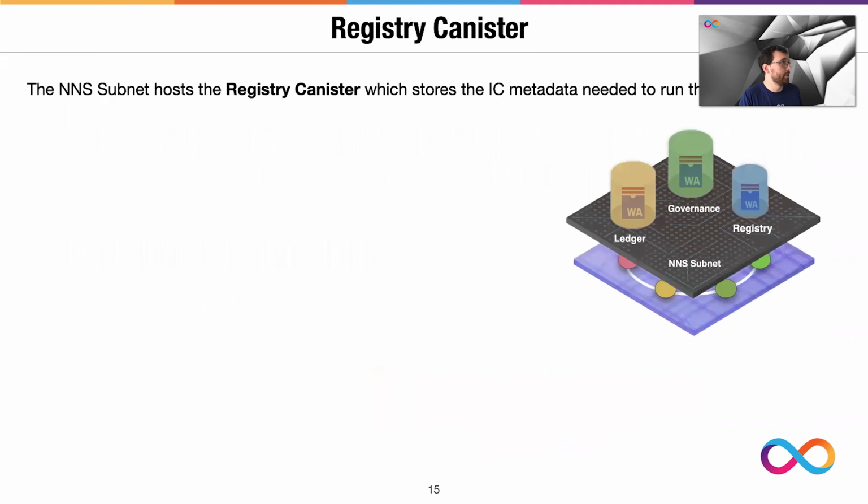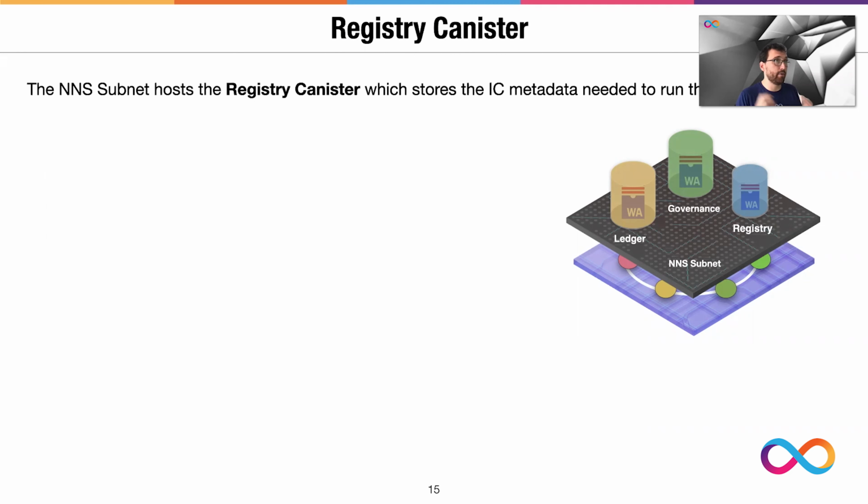I already mentioned the registry canister a few times, so probably it makes sense to also look inside that, even though it's not really part of the crypto component. So in general, in order to be able to run the internet computer protocol, nodes need to have available some metadata. And this metadata is generally stored inside the registry canister, which is a canister running on the NNS subnet.